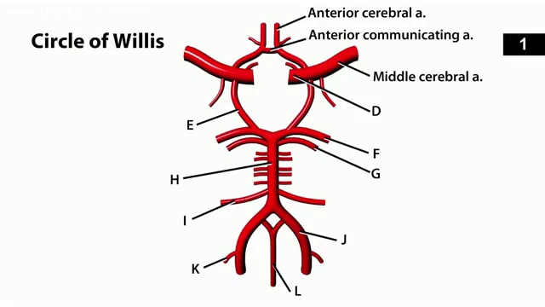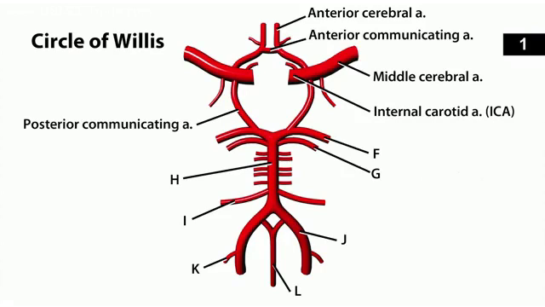C is the middle cerebral artery. D is the internal carotid artery. E is the posterior communicating artery. F is the posterior cerebral artery. G is the superior cerebellar artery.